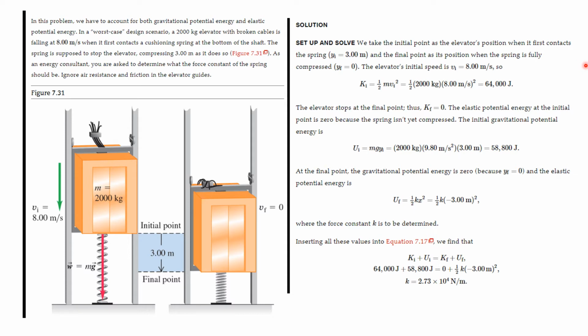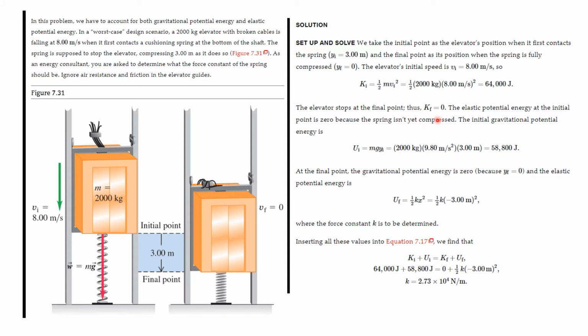So we take the initial point as the elevator's position when it first contacts the spring. We're taking that to be 0, and the final point, where it's compressed, is going to be y2 equal to 3 meters. So there's the initial point. The elevator's initial speed, v1, was 8 meters per second. So the kinetic energy is 1/2 times the mass, 1/2 times 2,000 kilograms times the velocity squared, and that is going to be 64,000 joules.